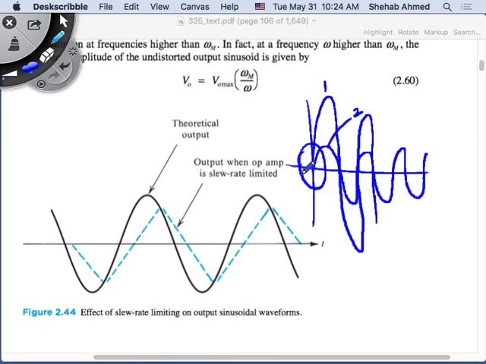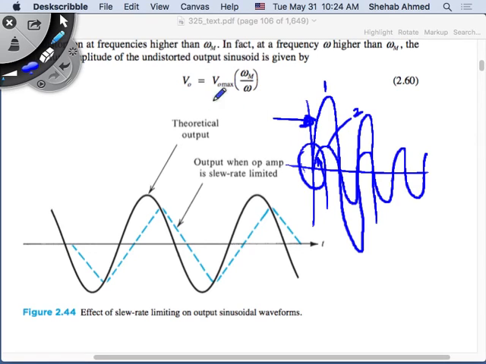But let's zoom in here. Because they have different amplitudes, what happens to the slew rate? Signal 1 is rising much faster than signal 2. So 1 would be limited by the slew rate, and 2 would not be limited by the slew rate.